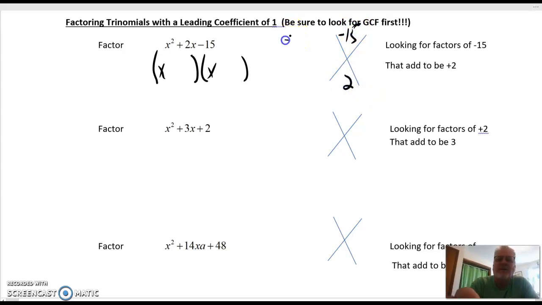So things like negative 15 times 1. Well, that doesn't add up to be 2. Negative 5 times 3. Well, that doesn't add up to be 2. It adds up to actually negative 2. So now I can just switch my signs and say 5 times negative 3. The top and the bottom number are the numbers we're looking for: factors of negative 15 that add up to be the 2 on the bottom. So now I put a plus 5 and a minus 3.